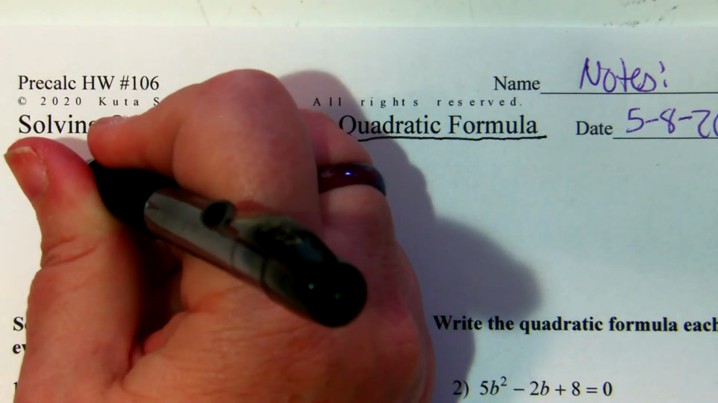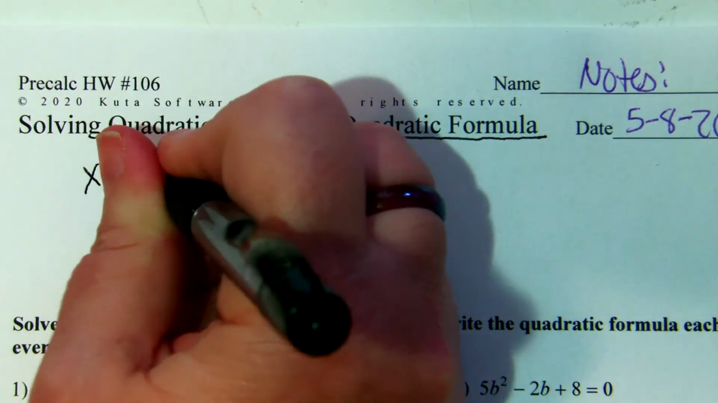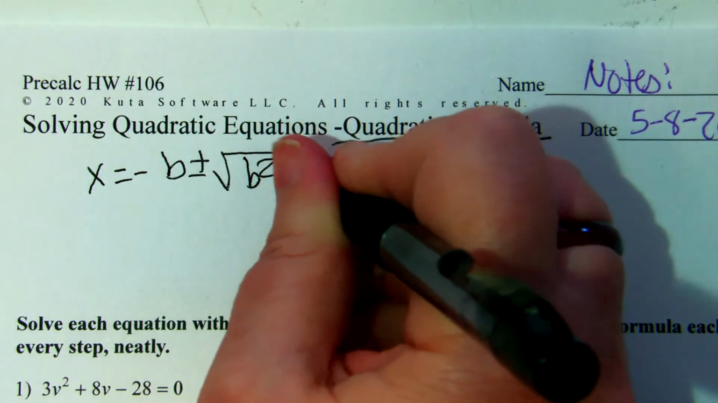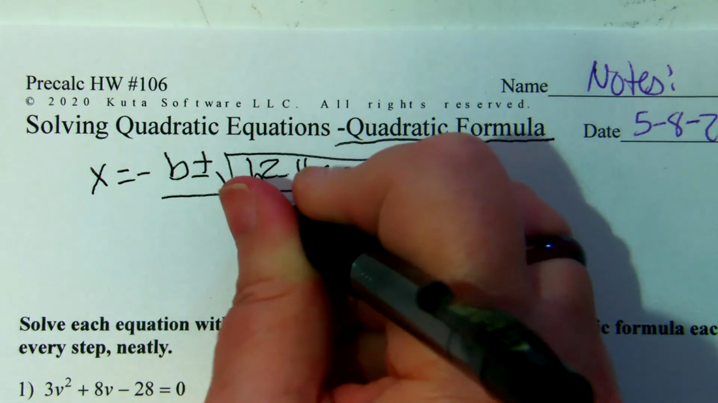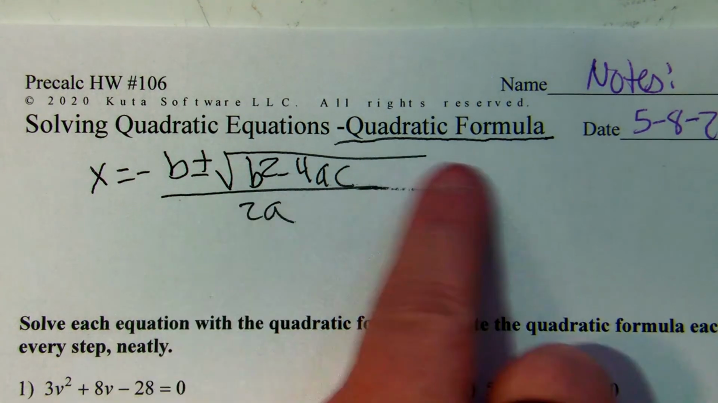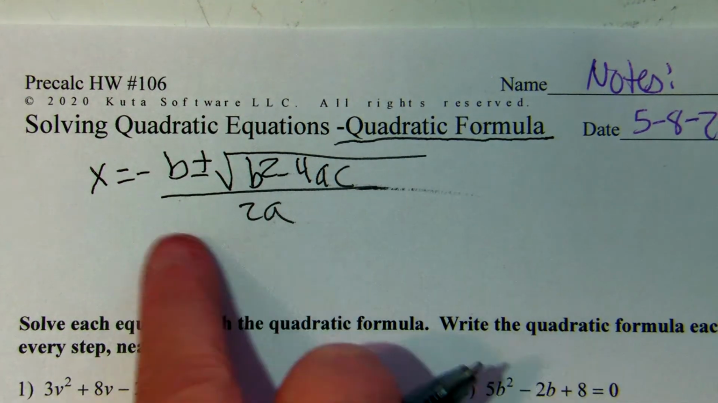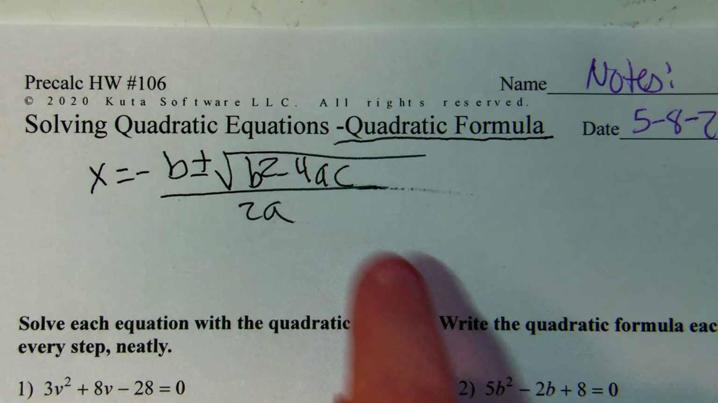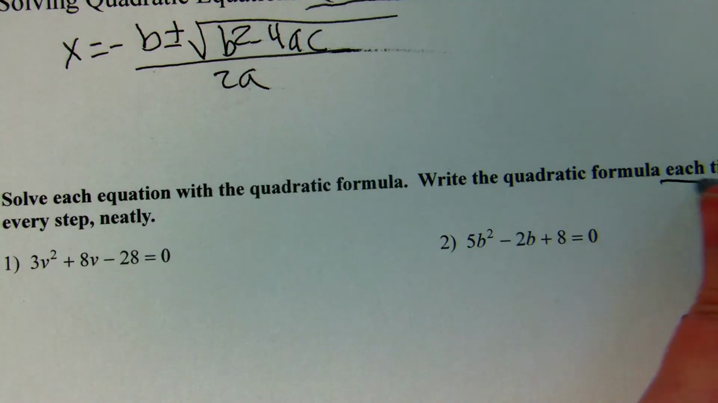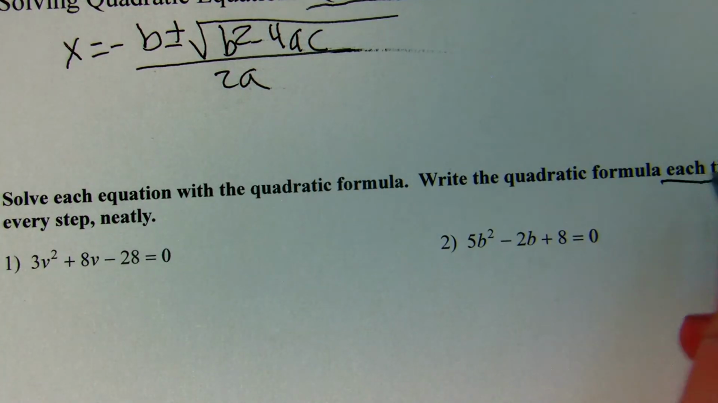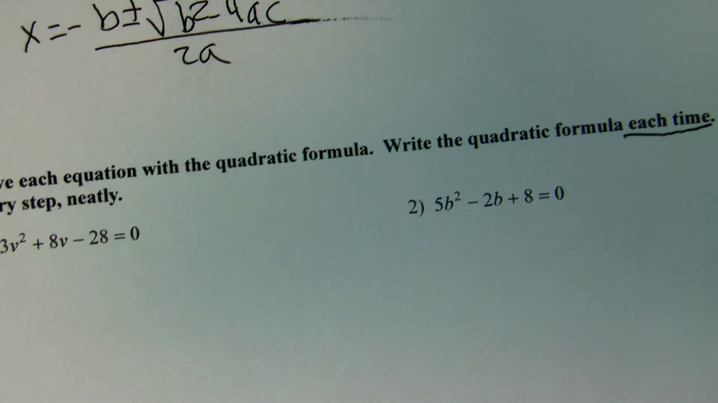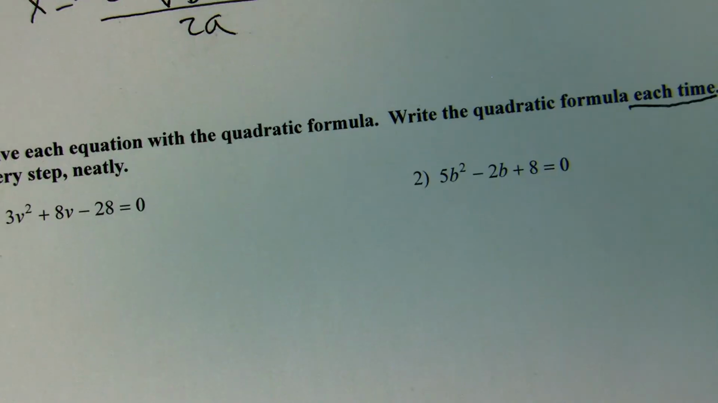So x equals negative b plus or minus square root b squared minus 4ac all over 2a. You get to write the quadratic formula each time you use it, right here. Each time you use it, and show each step neatly. Don't lose the radical in the middle of a problem and do everything neatly.